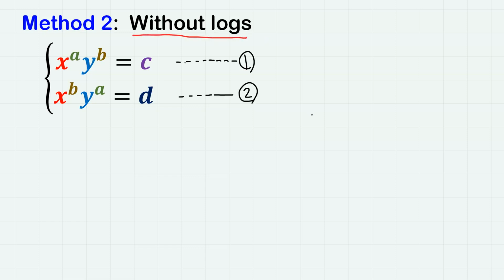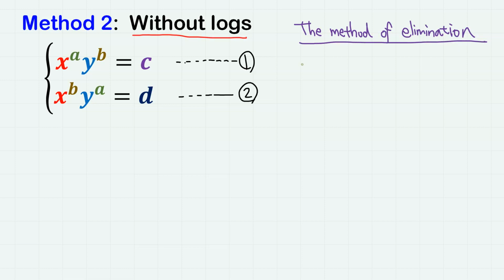Here, let's just call these original equations 1 and 2, and we basically do the same thing as in the first method, the method of elimination. In the system of linear equations, we can eliminate one variable by equating the coefficients of that variable. Here, instead of equating the coefficients, we equate their exponents.